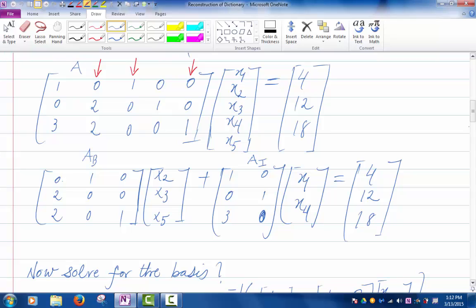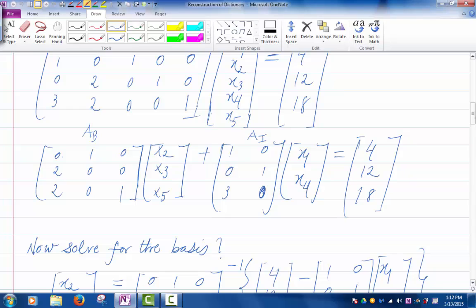Now, why did I write it this way? Remember what I wanted to do? I wanted to write down the dictionary. What does the dictionary mean? Dictionary means that you are going to solve for x2, x3, x5, the basic variables. Notice that from this equation, can I solve for my basic variables? How would you solve for the basic variables?